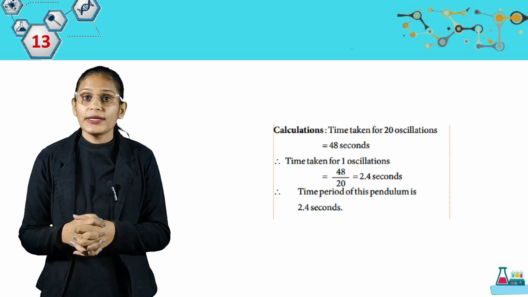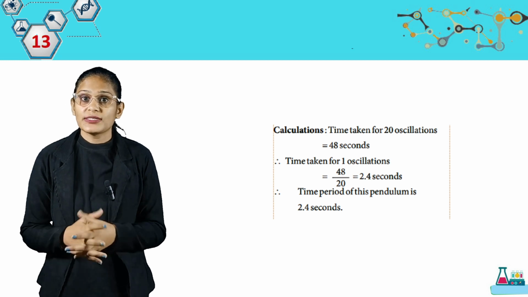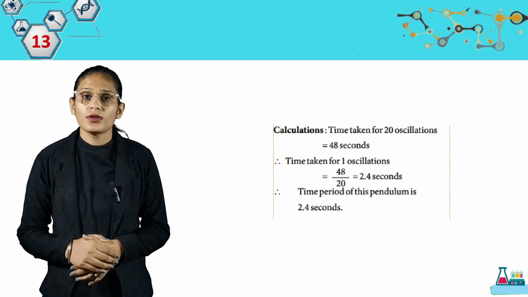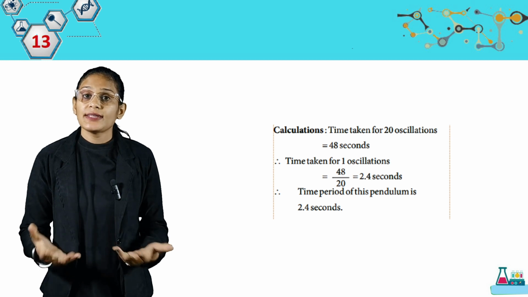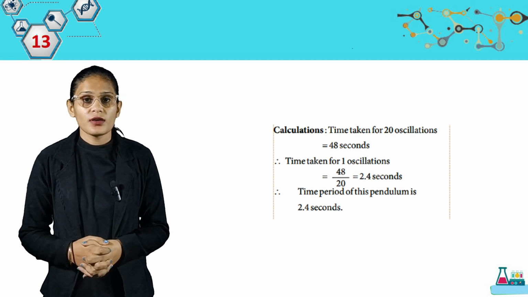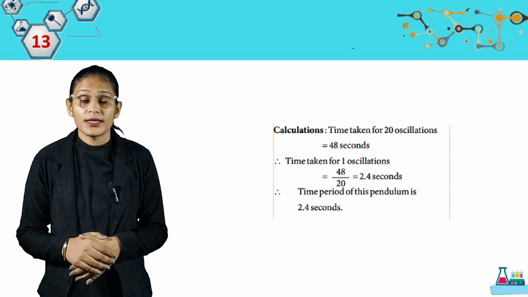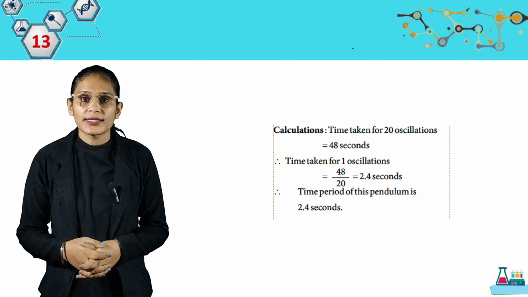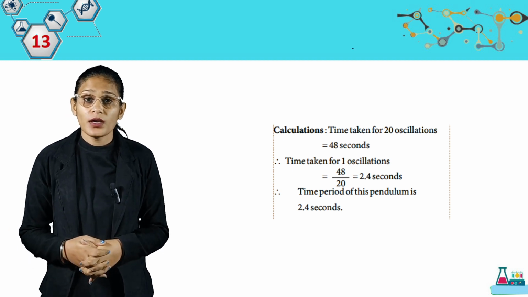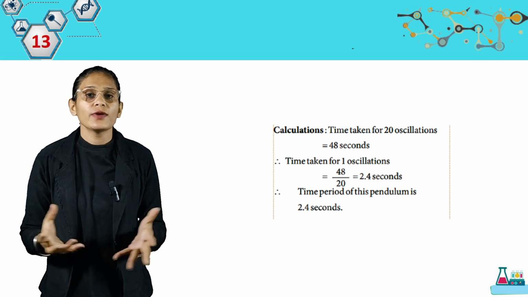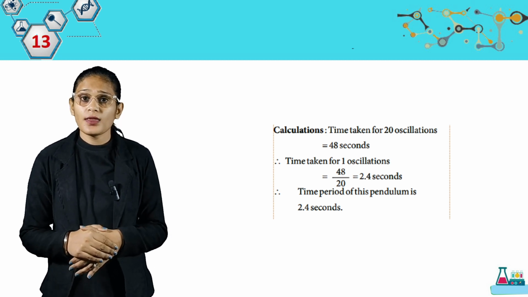Time taken for 20 oscillations is equal to 48 seconds. Time taken for 1 oscillation is equal to 48 divided by 20, which is equal to 2.4 seconds. The time period of this pendulum is 2.4 seconds. So that's how you can calculate the time period of a simple pendulum.